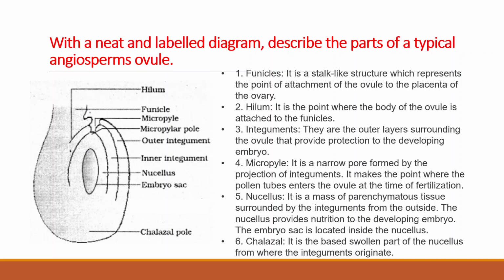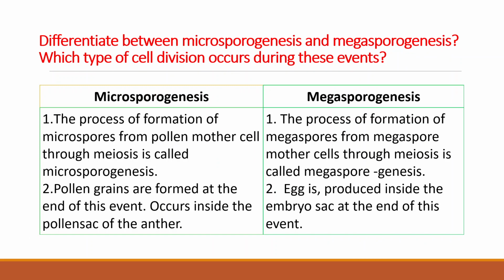Chalaza is the basal swollen part of the nucellus from where the integuments originate. This is about the angiosperm ovule. The diagram is important and you have to write the parts, and for a 5 mark description you have to write all these.